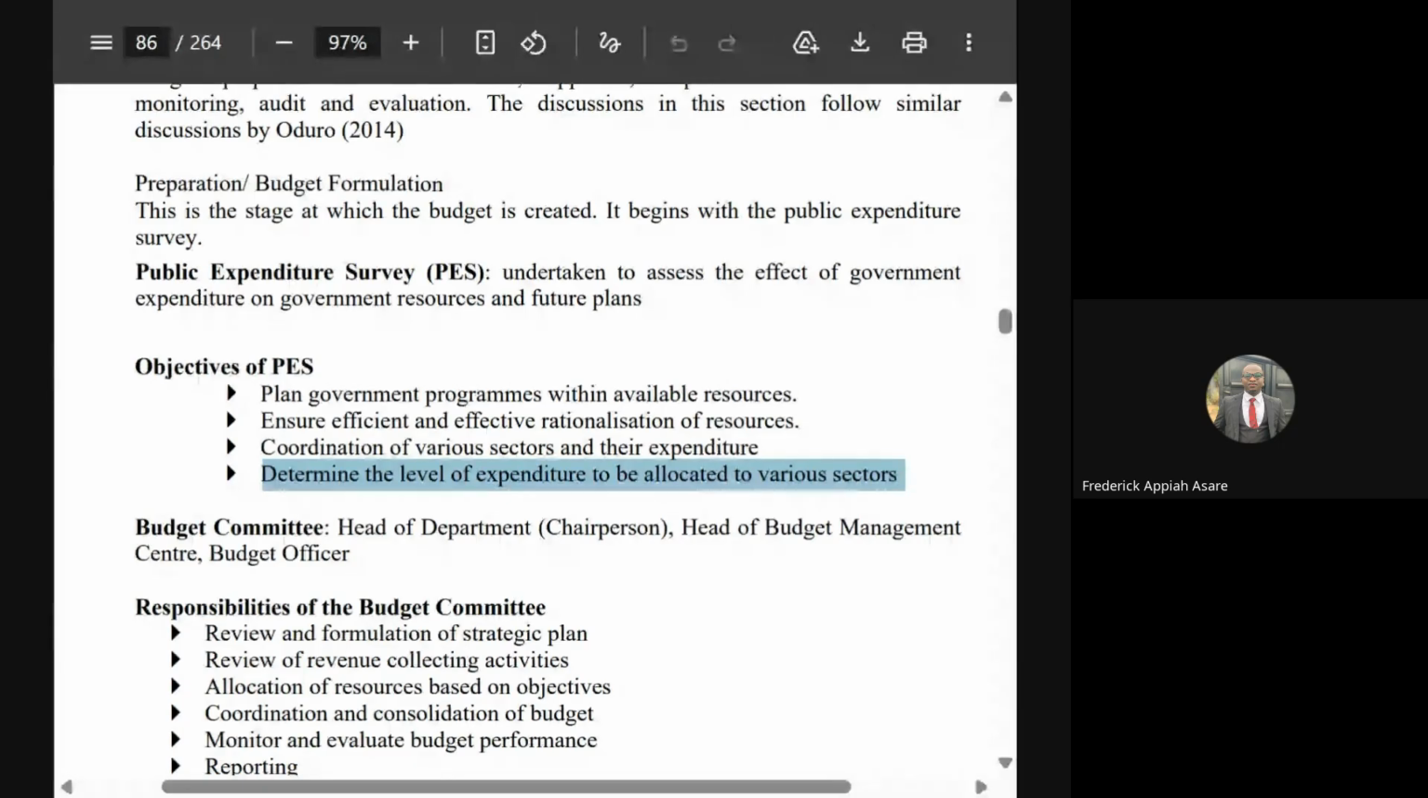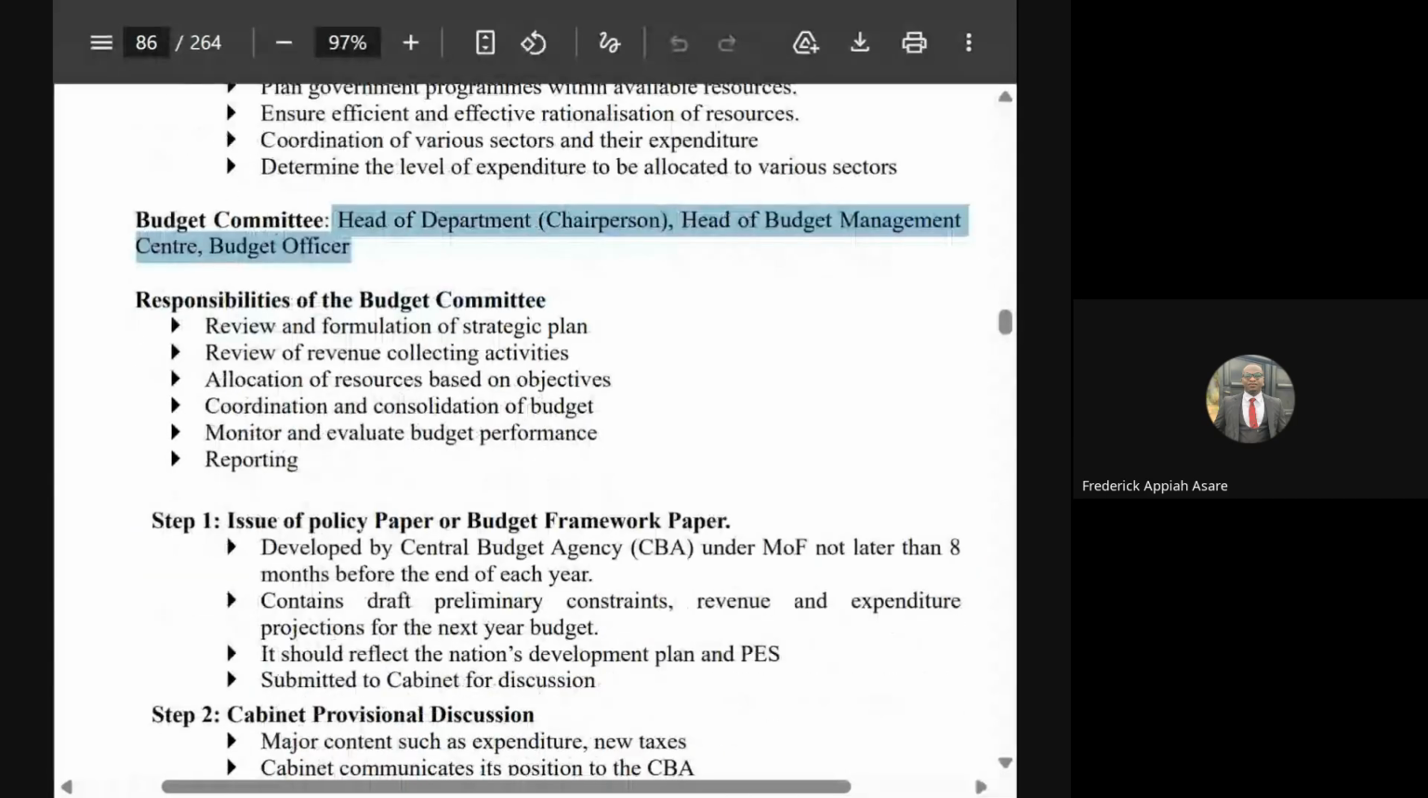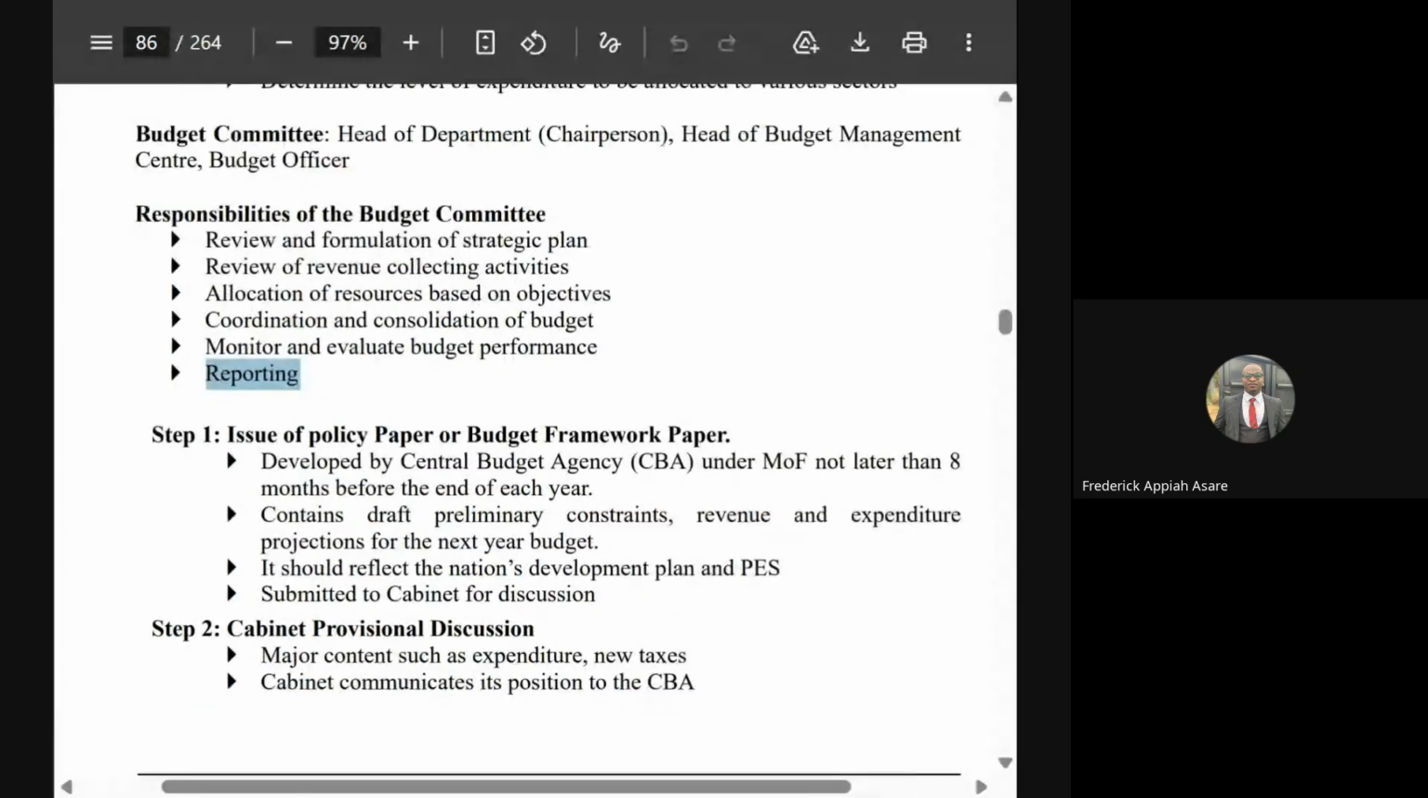The budget committee also, which is the head of department, head of budget management officer, they also have the following responsibilities. They review and formulate the strategic plan. They review the revenue collection activities. They allocate the resources based on objective. They coordinate and consolidate budgets. They monitor and evaluate budget performance. They also report.